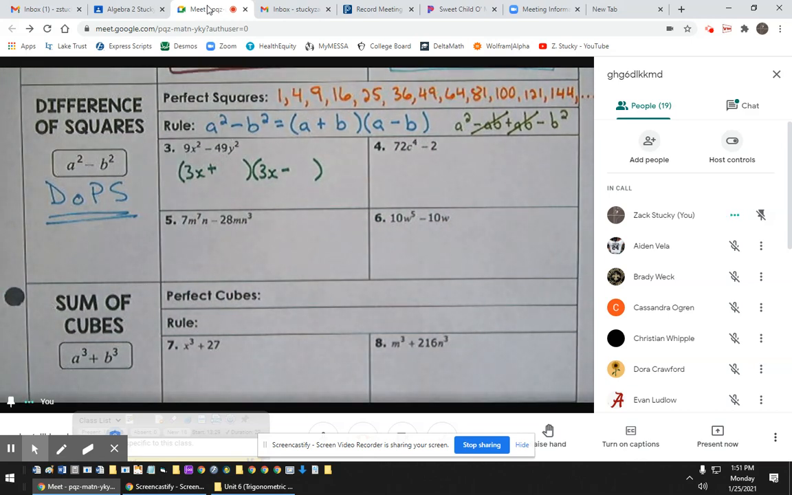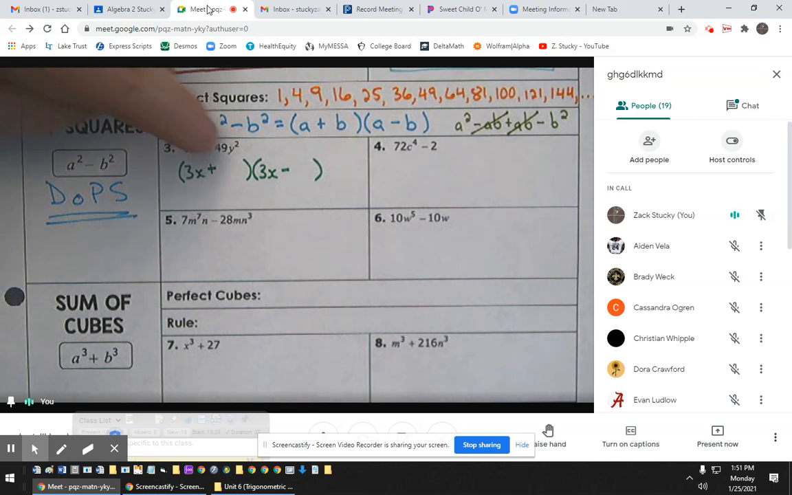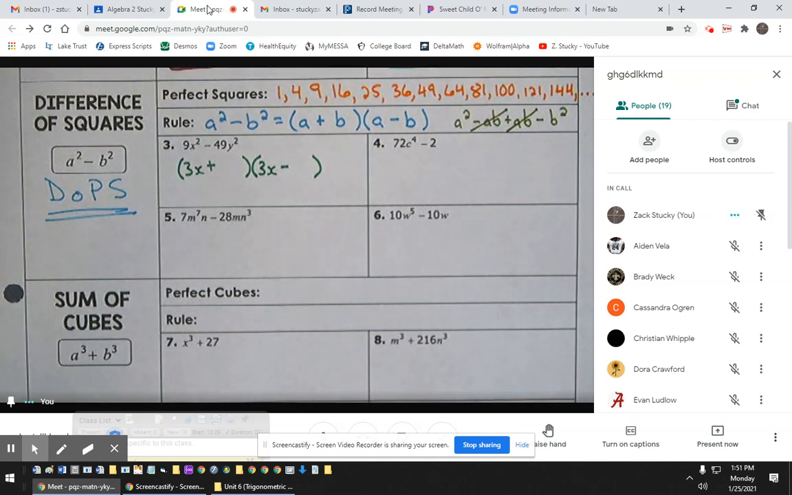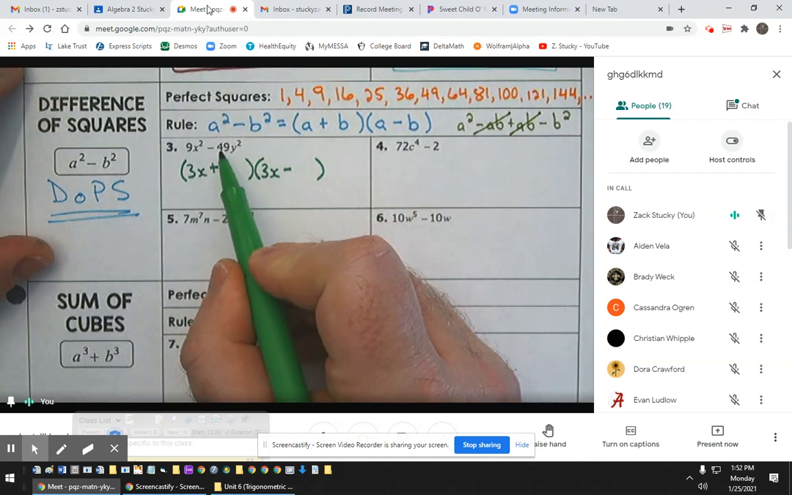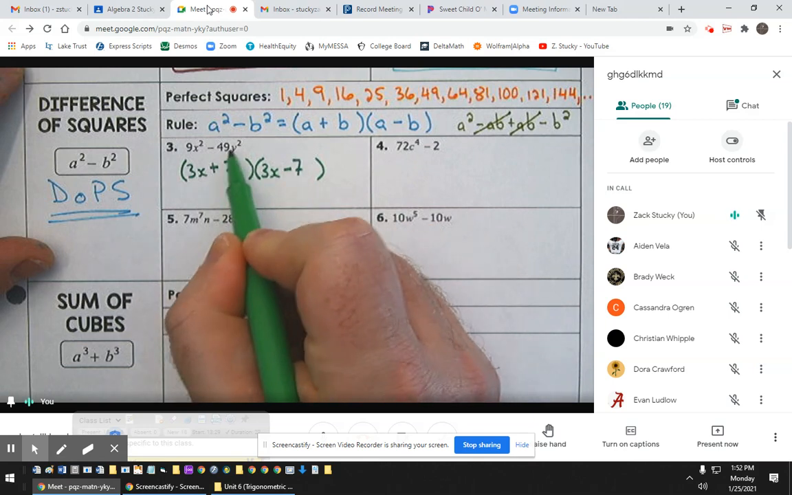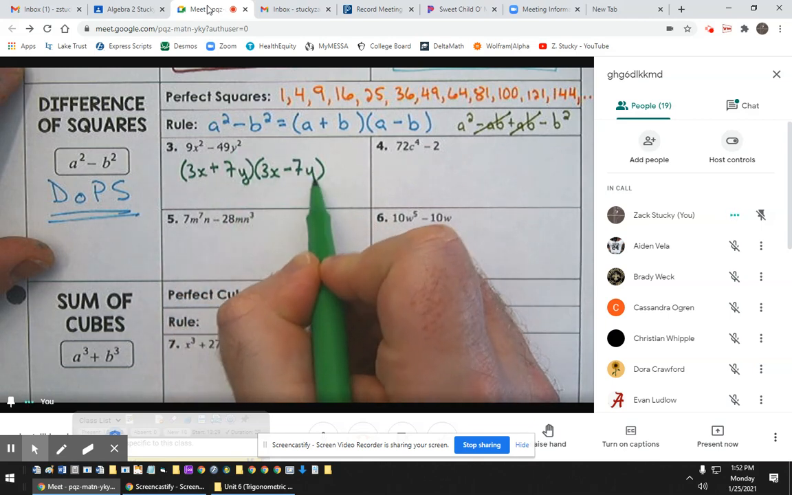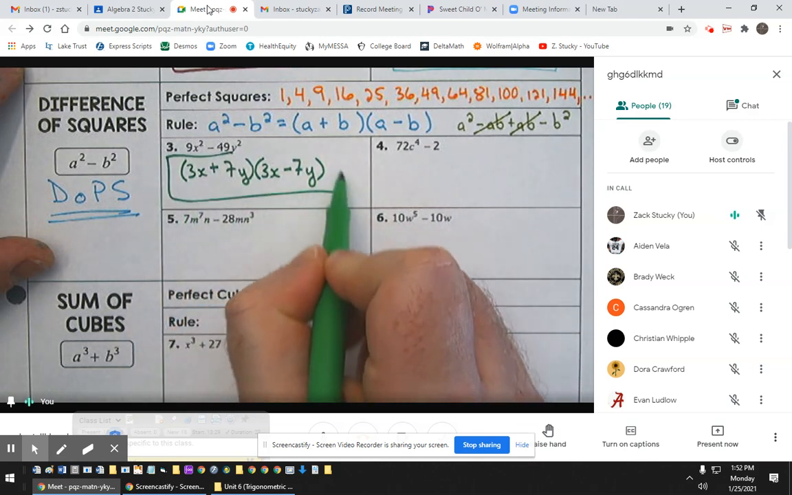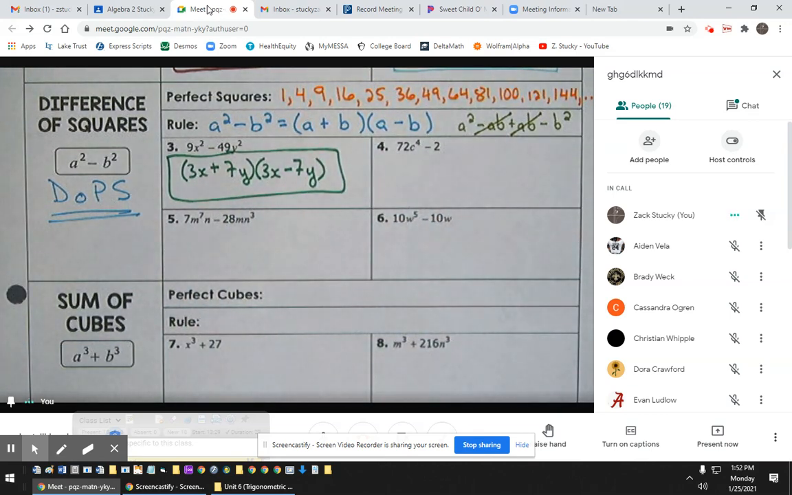What do you think? You do the second half. I'll give you 10 seconds. Just the second half. What goes in these blanks? What times what makes 49? What times what makes y squared? What do you think? Easy peasy?